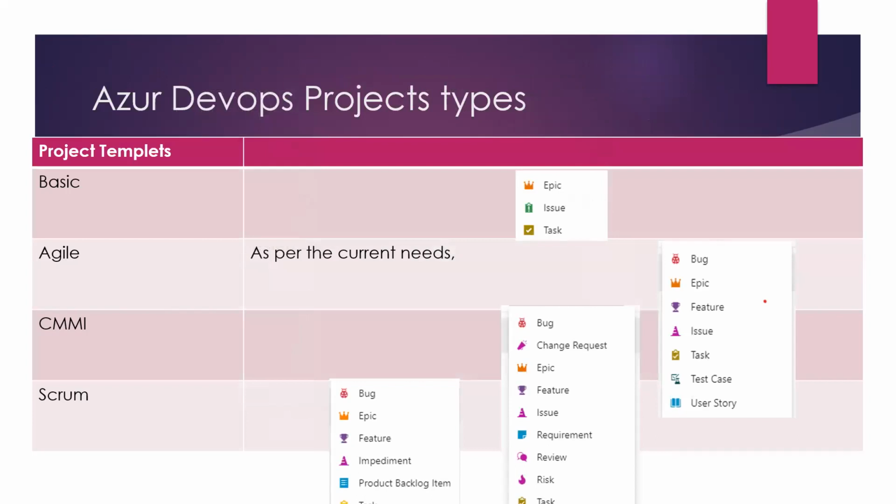Some of the project templates I'm showing you: the Basic project, the Agile project, the CMMI project, and the Scrum project. Each template has this type of epic, issues, and tasks. Once you go to the Azure portal, you will be able to see those things. I will show you a little bit later. These are the epics. These are the project things.